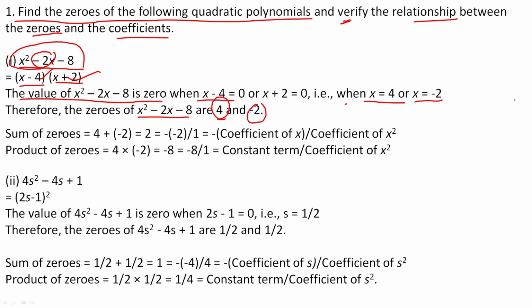So when you put this in the sum of the zeros, already you know the sum of the zeros, just add 4 plus minus 2, that is equal to 2, you will get. We know the formula minus b by a.